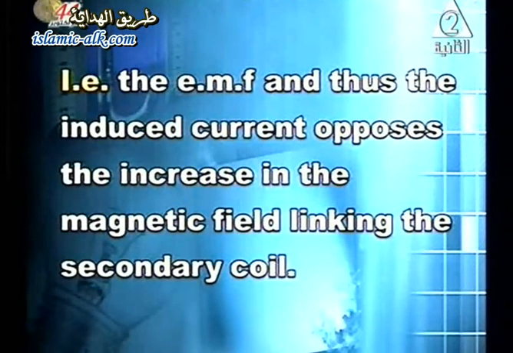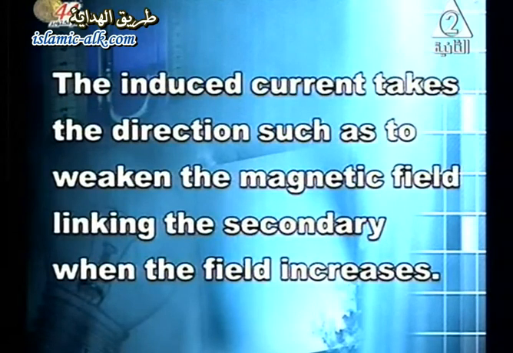And according to Lenz's rule, the current flows in a direction to oppose the change producing it. So it will oppose the increase in the magnetic flux. How? It will flow in a direction opposite to the current flowing in the primary circuit. The induced current takes the direction such as to weaken the magnetic field linking the secondary when the field increases.